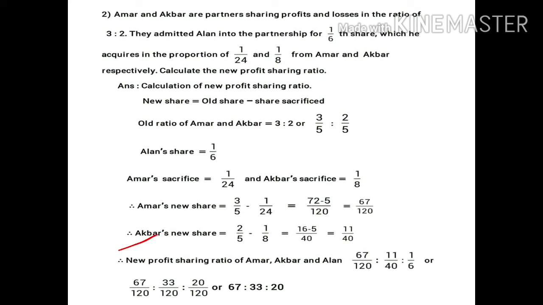Next, Akbar's new share. Apply this formula. Akbar's new share is equal to old share of Akbar 2 by 5 minus share sacrificed by Akbar 1 by 8. So the common denominator for this 5 and 8 is 40. 5 how many is 40? 5 8s are 40. So 2 into 8 16.